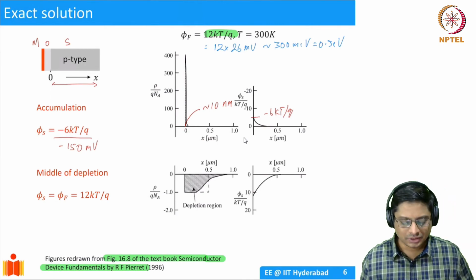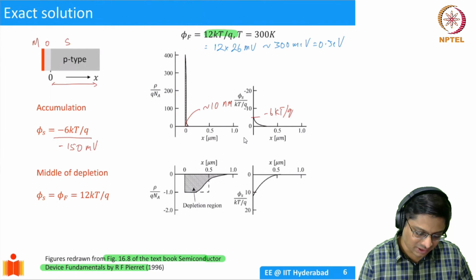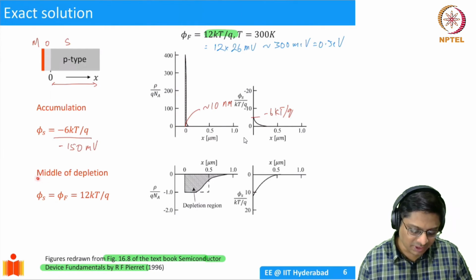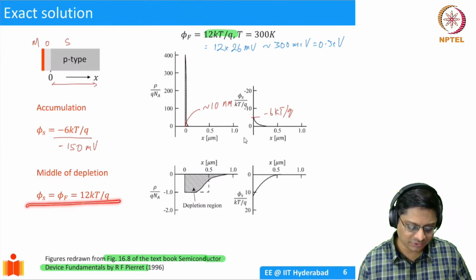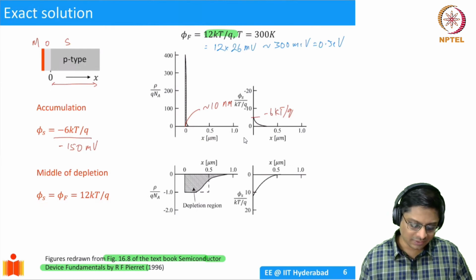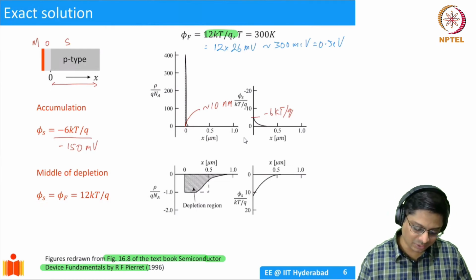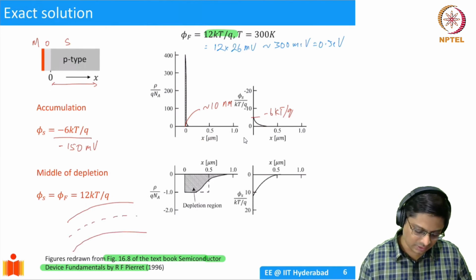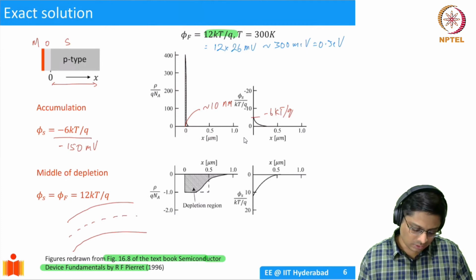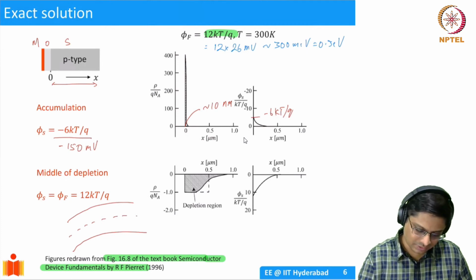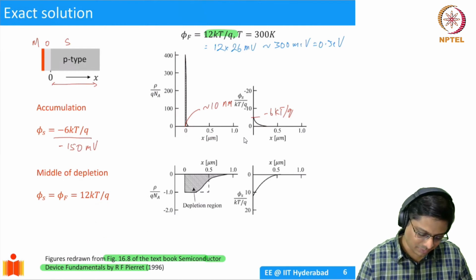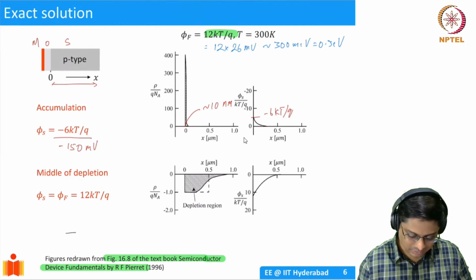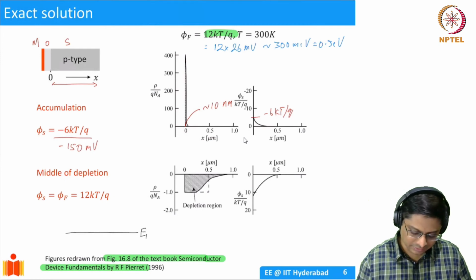What happens in depletion? So we have another graph which is plotted in the middle of depletion, wherein essentially the surface potential is phi f. Okay, when the surface potential is phi f, how will the bands look like? Well, we have this, and we have EI. I'll call this my EF.